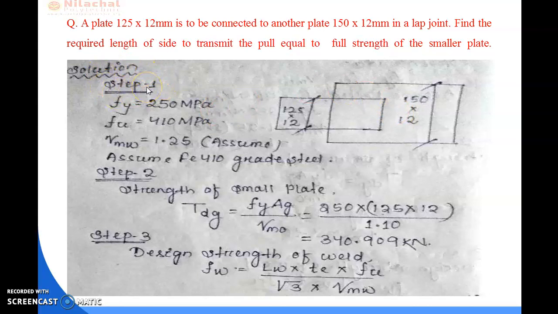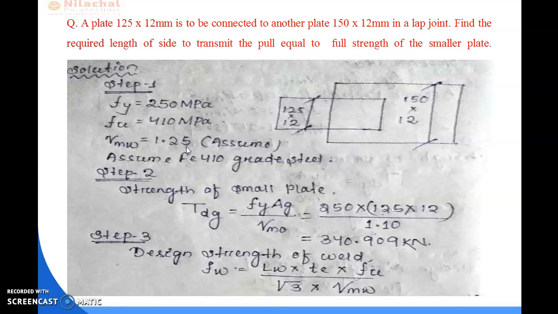step 1, which is data given. Here the grade of the steel is not given, so you have to assume that the grade of the steel is Fe410. According to Fe410, your Fy value is 250 MPa or 250 Newton per mm square, and Fu value is 410 MPa or Newton per mm square. Also, the type of welding, whether shop welding or field welding, is not mentioned here, so you have to take the gamma Mw value as 1.25.